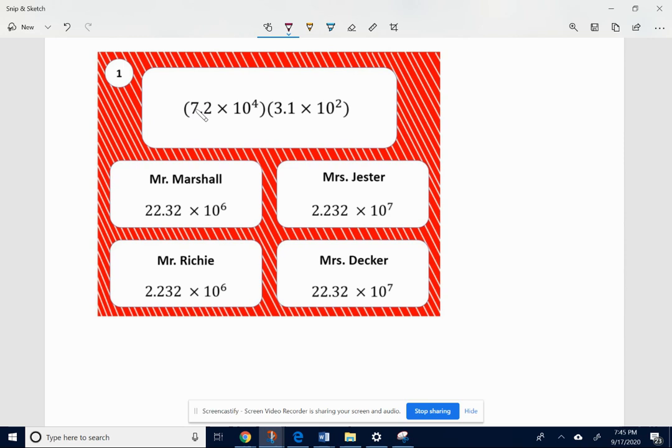So the nice shortcut is we can multiply the decimals together, and then we can multiply the powers of 10 together, because we know a shortcut to multiply the powers of 10 together. Okay, so let's just do that. Let's take 7.2 times 3.1.